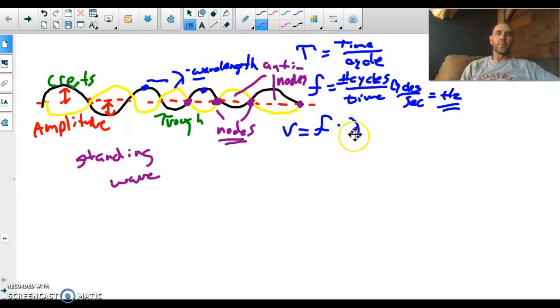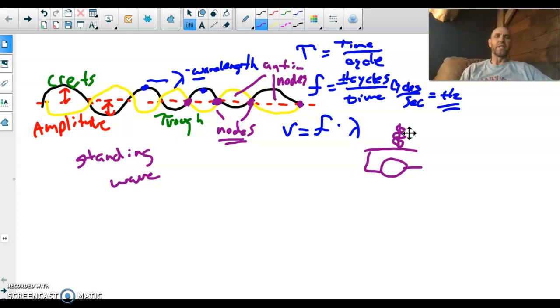Some other examples: in an older model car, let's say this is the fender of the car, there would be a radio antenna, fairly long. And at just the right speed, this radio antenna will vibrate and form a standing wave. It doesn't happen a lot, but it happens from time to time.